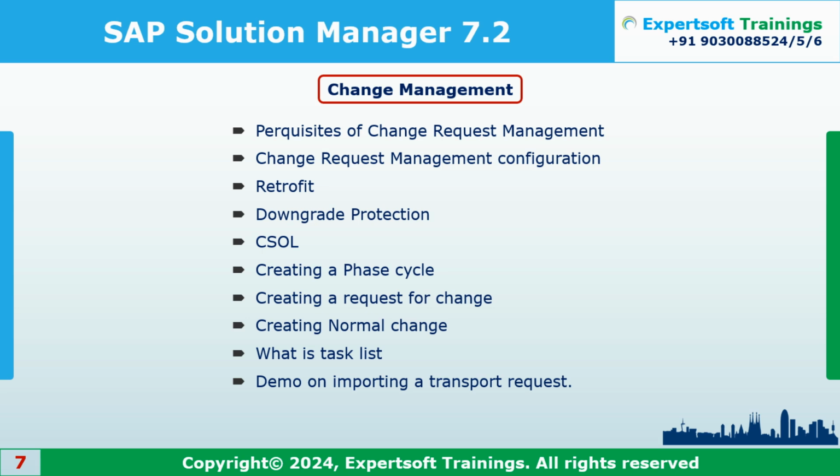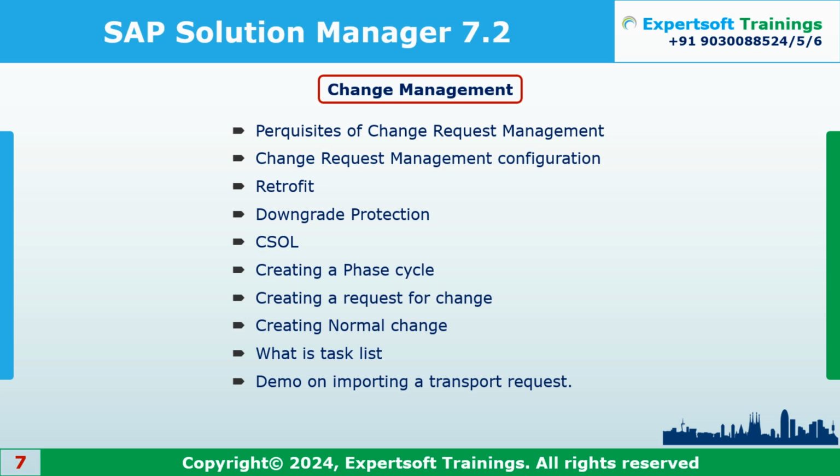So how you can move the transport from development to quality, that we will be showing you. Once you create this phase cycle, a task list number will be generated, how to unlock that task list, and then once you are done with that, how to move a transport, how to create a transport, that we will be covering in this session.